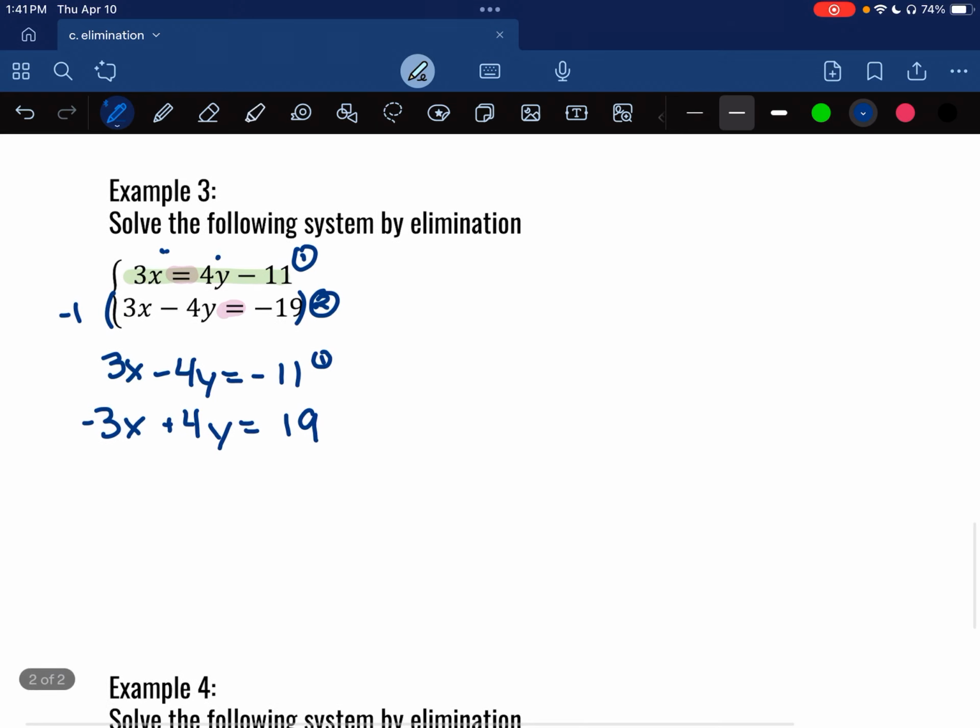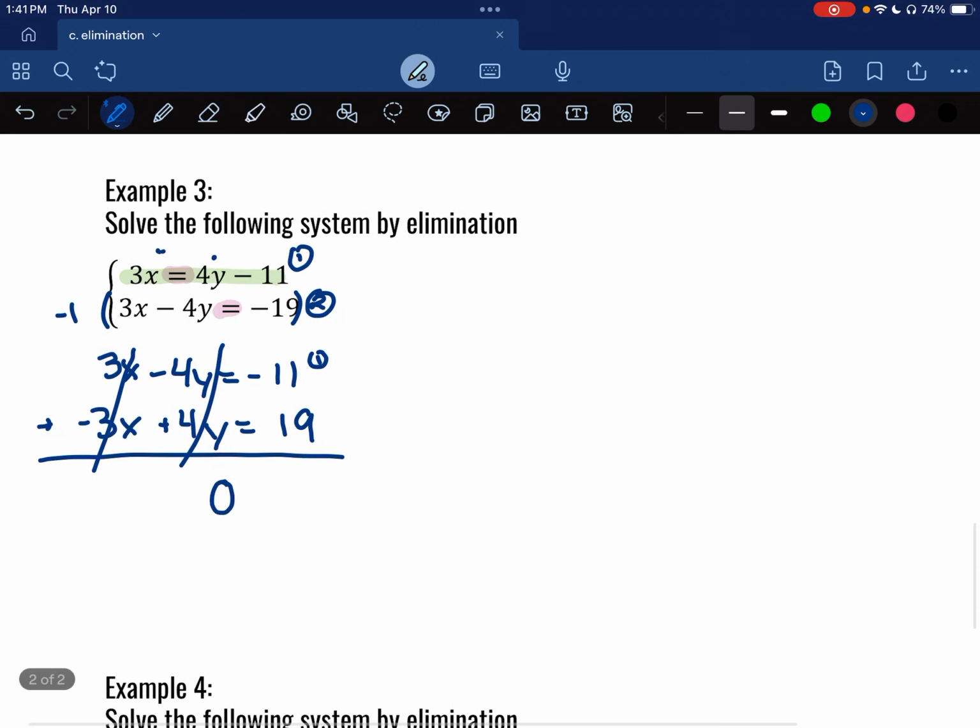So my x's are going to cancel. Oh, no. This happened last time too. Everything's going to cancel on the left-hand side. But what happens over here is I'm going to end up with 8. Okay, so I get the statement that says 0 is equal to 8, but that's never going to be true. There's not going to be a single ordered pair that I could plug in that's going to make that be a true statement. And so what this means is that we have no solution.